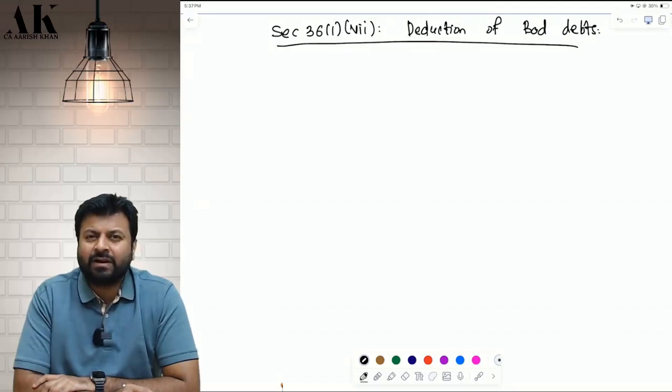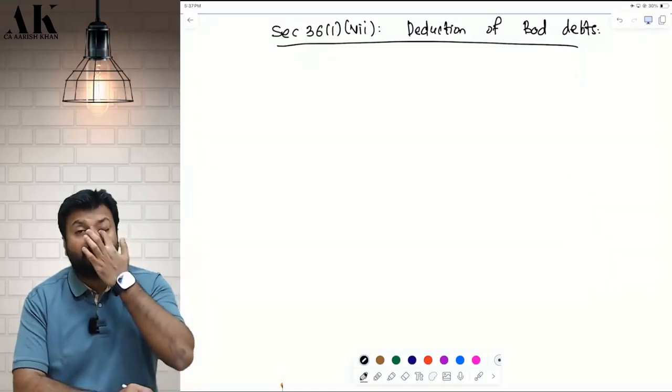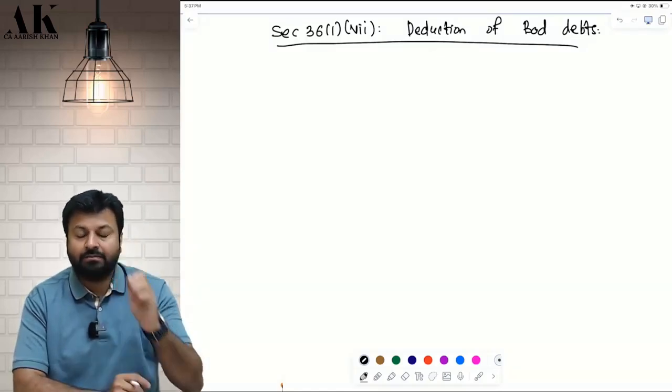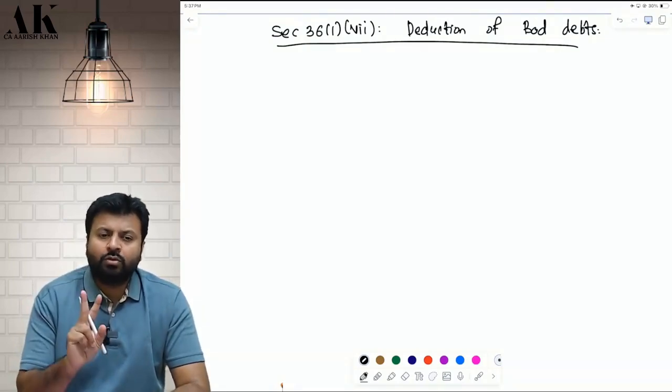In the cash system of accounting, bad debts will never come, because you are recording the revenue on cash basis. Yes or no? So bad debts will not come in cash basis. But when you are following the mercantile system, bad debts will definitely come. So will I get the deduction of bad debts? Yes, you will. You have to fulfill two conditions.